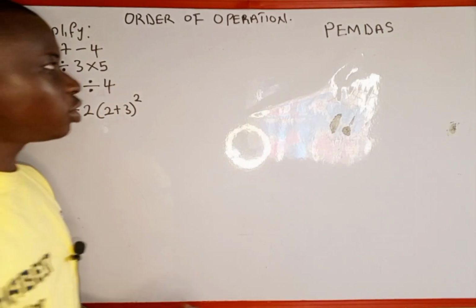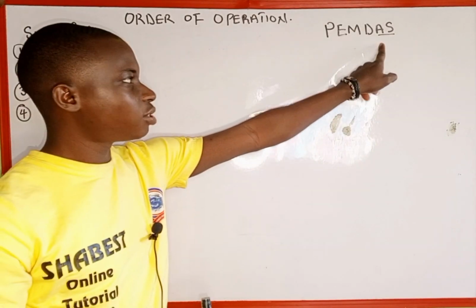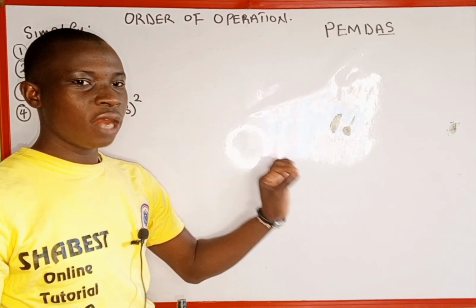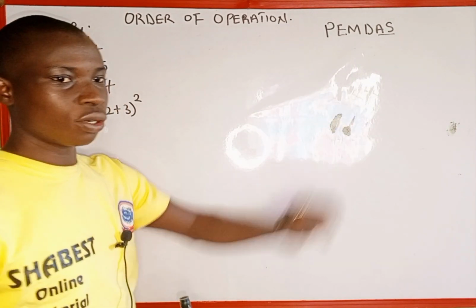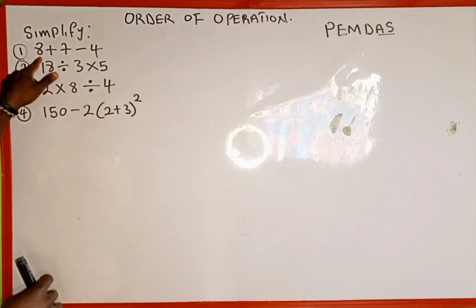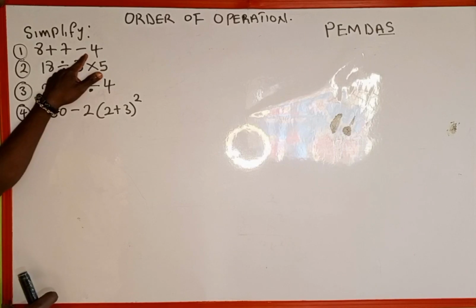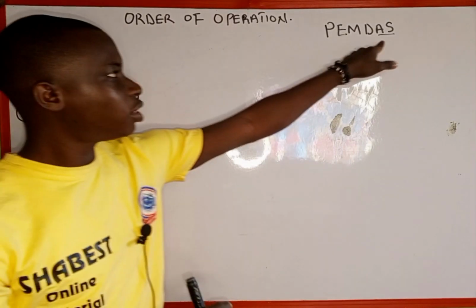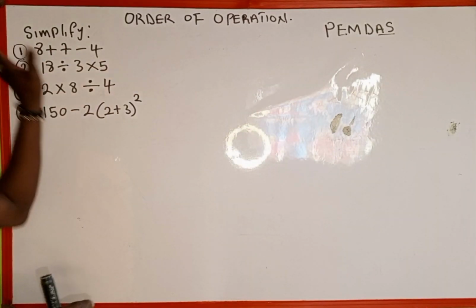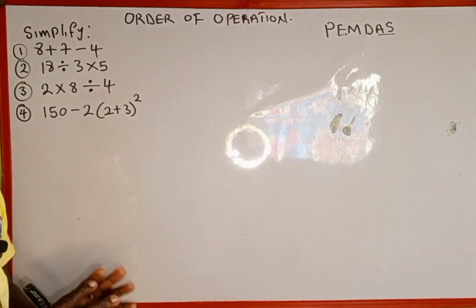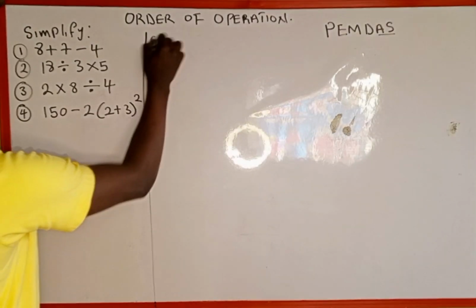The first one, we're going to start with what? Addition and subtraction. Addition and subtraction have equal priority when you are given an expression and addition comes before subtraction. So if you look at this example 1, 8 plus 7 minus 4, you see addition comes before minus. They have equal priority, meaning any one you do first, if you like, you subtract before you add, or you add before you subtract, you still arrive at the same answer. So let's try. Example 1, we are given what?